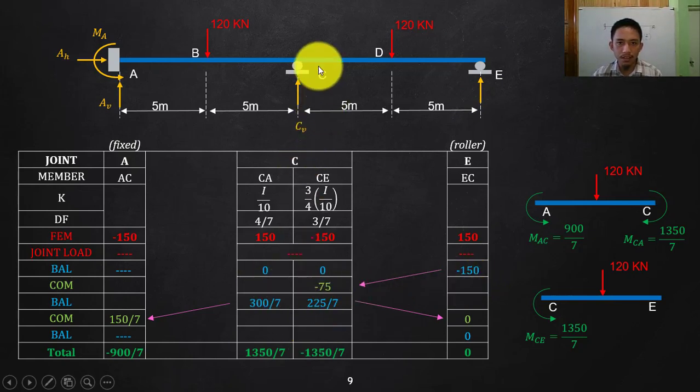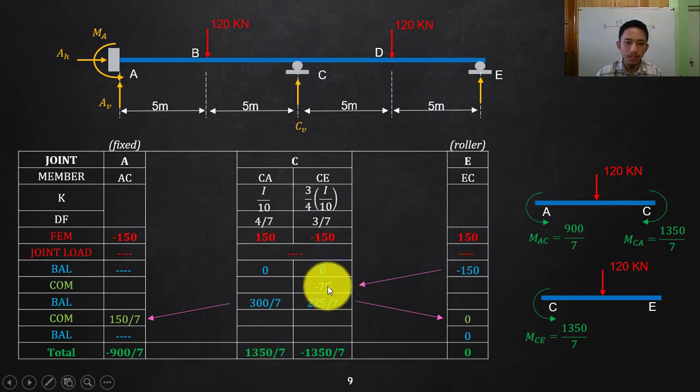So, okay, due to the moment CE, which is negative 75, I need to distribute that. That is now a moment at joint C. So I need to distribute that at B at CA, and again distribute that one at your CE. Because what is carried over will be on the total joint.